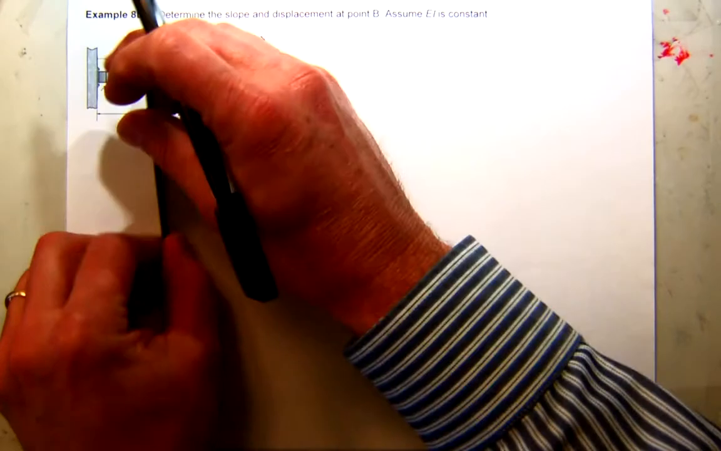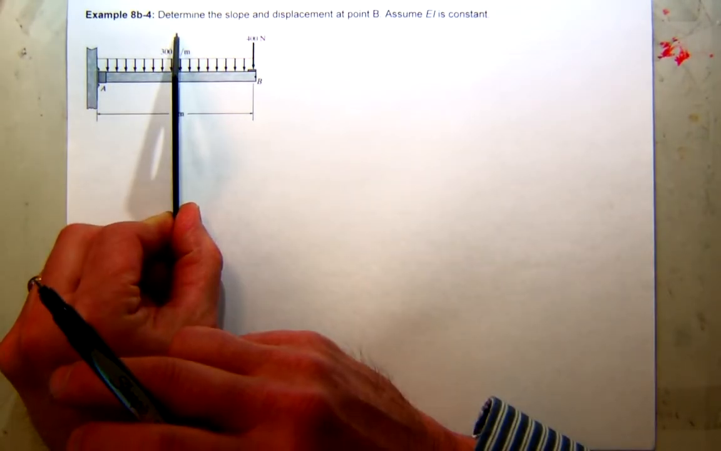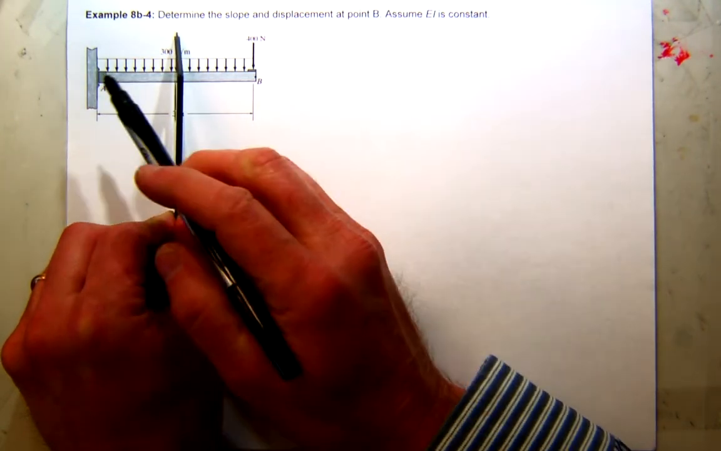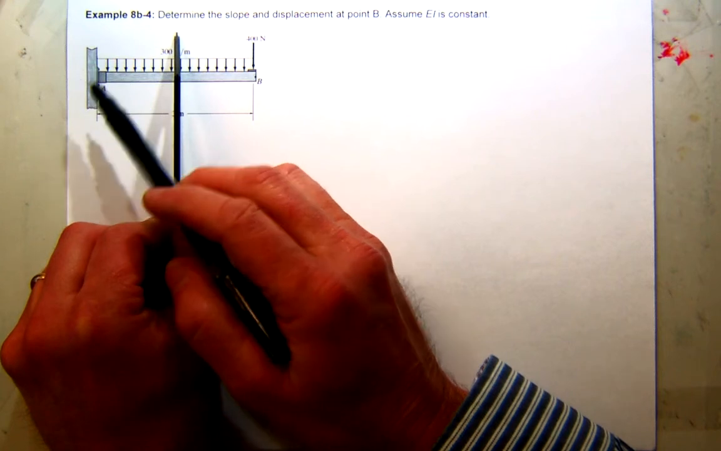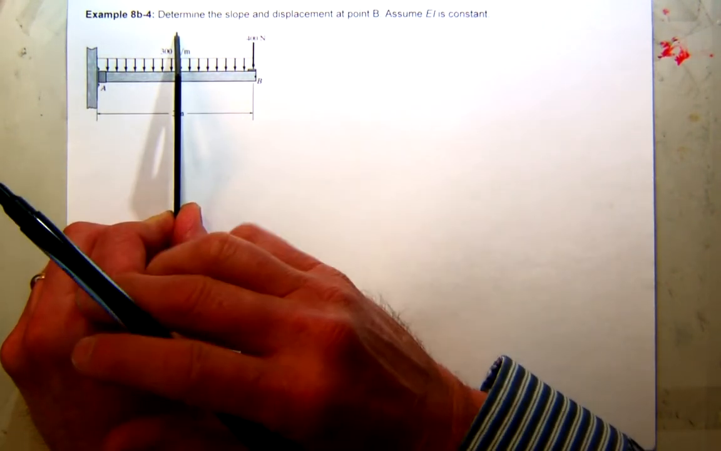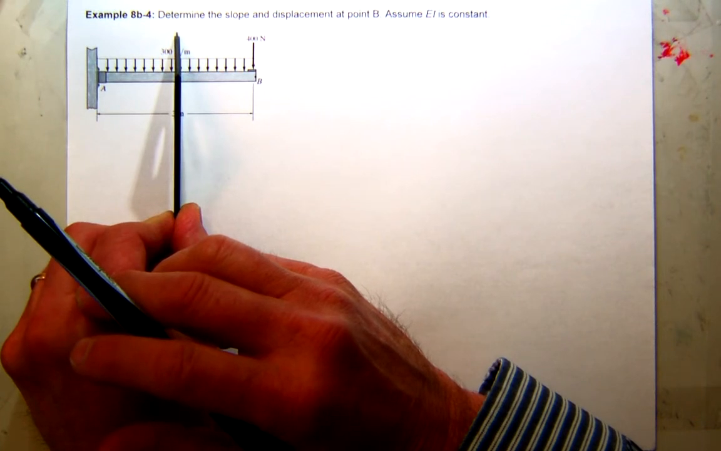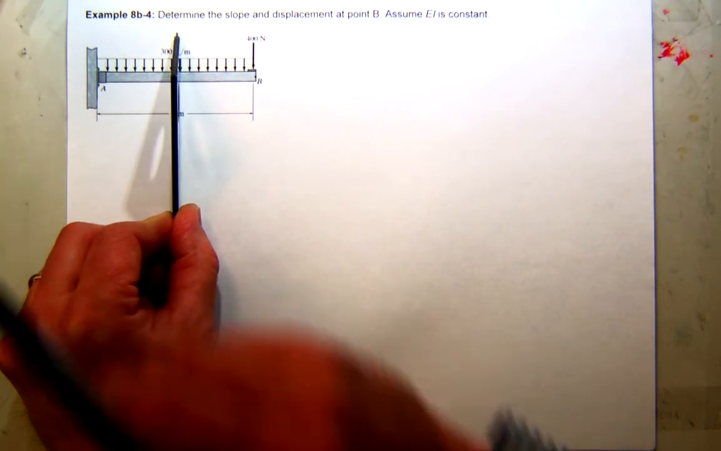So if I cut it, do you want to work the left side or the right side? Left side. That's fine. We can do the left side, but what do I have to do if I want to work the left side? I've got to find reactions, shear and moment. What if I work the right side? I don't have to find any reactions. So I'm going to work the right side. Save myself some time.